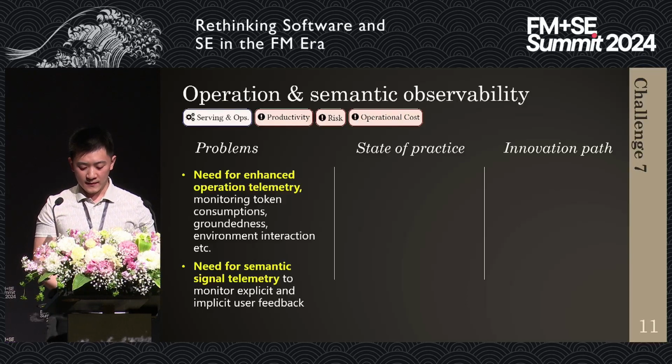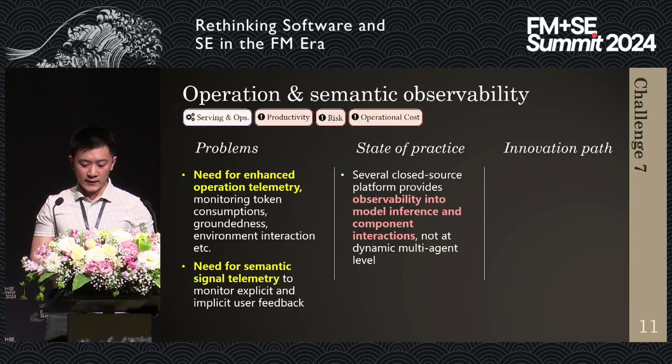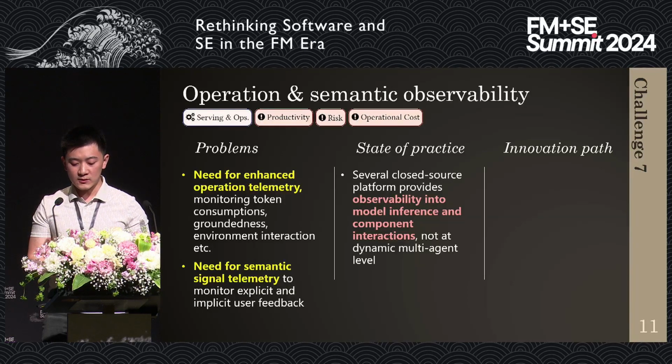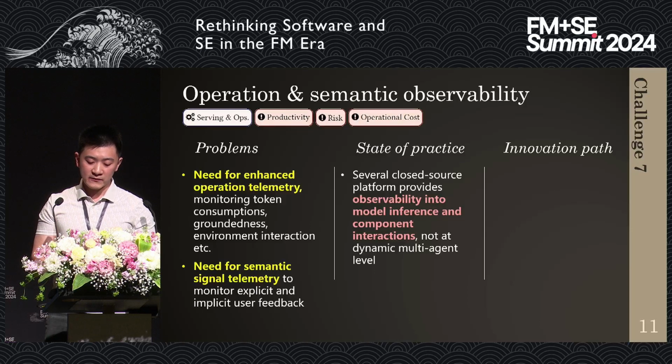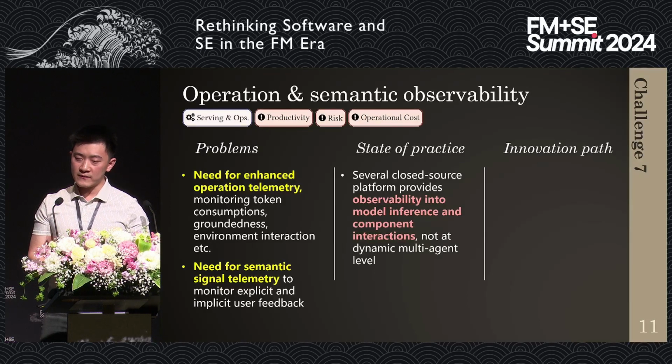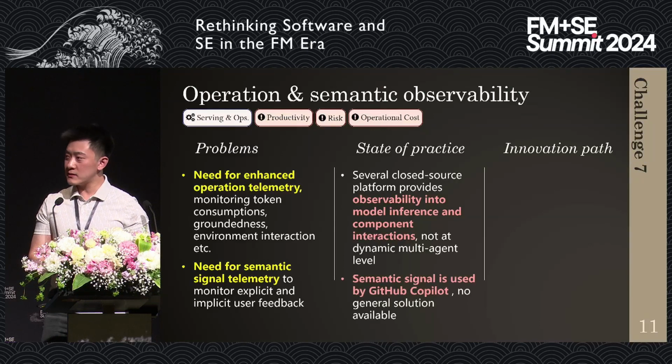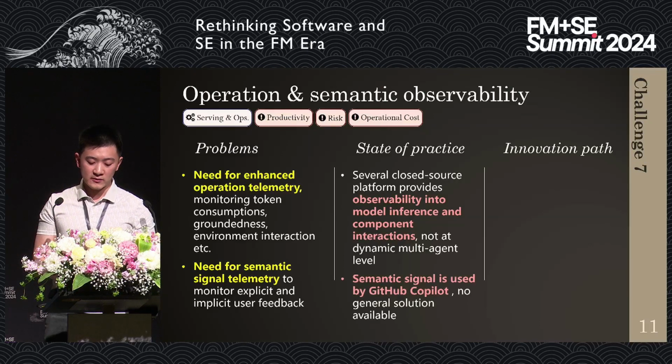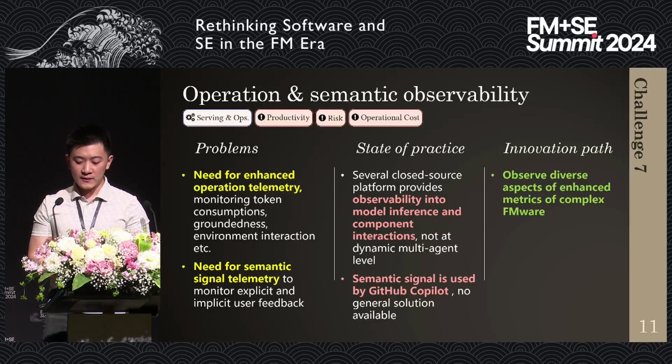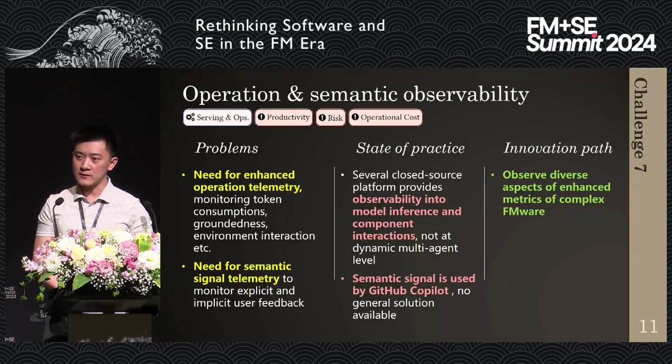improve the system. The state of practice is that there are several closed source platforms that provide such observability, but they are not providing dynamic multi-agent support yet. And also semantic signal is used in certain applications, but there's no general solution available. So the innovation path forward is that we need to observe diverse aspects of the enhanced metrics of this complex system, but we also need advanced generalizable semantic signal telemetry systems.